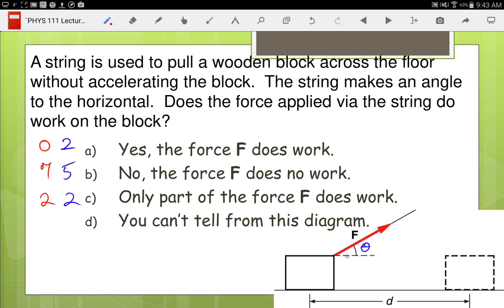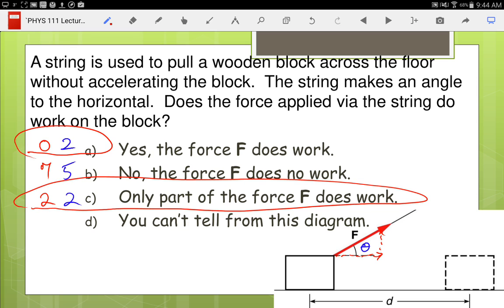Is it moving parallel to the force? You could argue maybe. The force has a piece that goes this way and a piece that goes that way. We can break it up into its components, and part of the force is parallel to the motion. So the 2 answers that I would have considered correct were A, yes, it does work, or C, only part of it does work, because it's only the part that's parallel to the motion that does work. The part that's perpendicular does none.